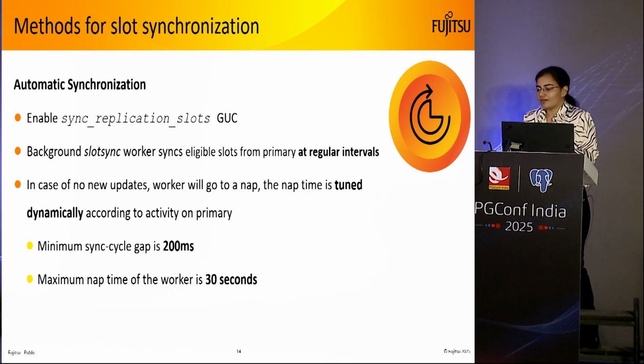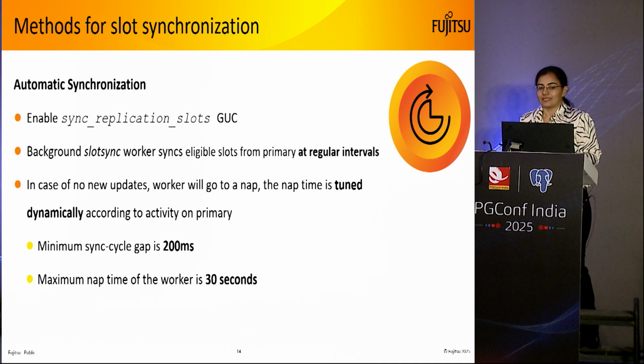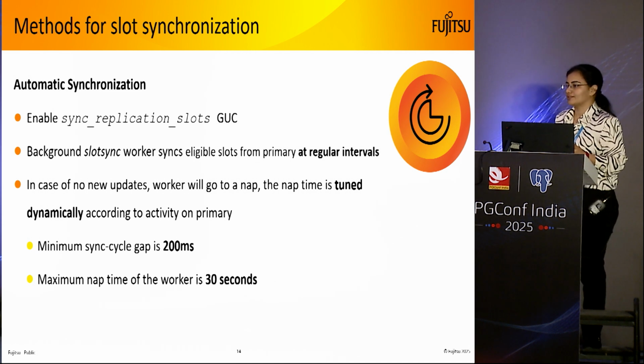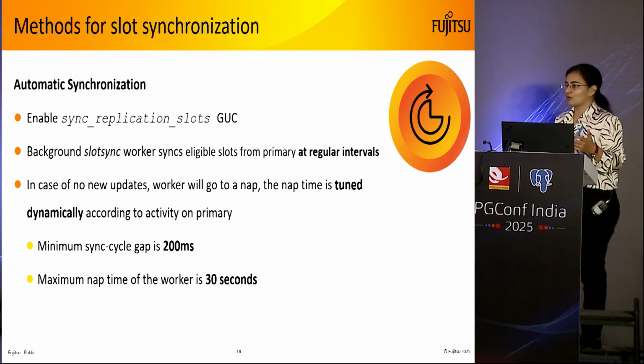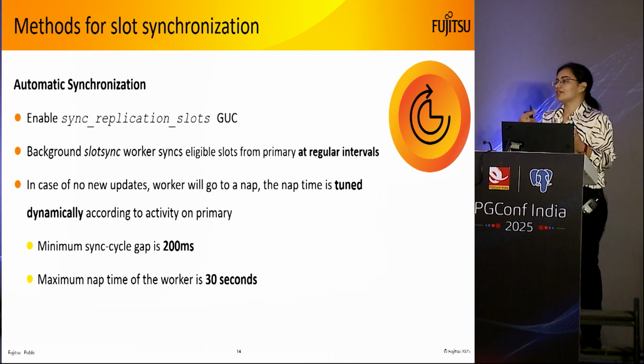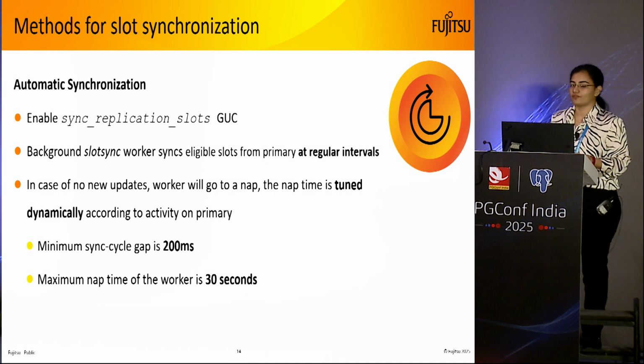And whenever it finds that there are no new updates coming from primary, so primary is pretty much inactive and it's not updating slots as frequently, then this worker will go to nap, and this nap time is also dynamically tuned. That means every time it finds there are no new updates, it will double its nap time. But max it can go to 30 seconds. So even if there is nothing new happening on the primary with respect to slot updates, still it will keep syncing those slots every 30 seconds. So this is the automatic way of synchronization.